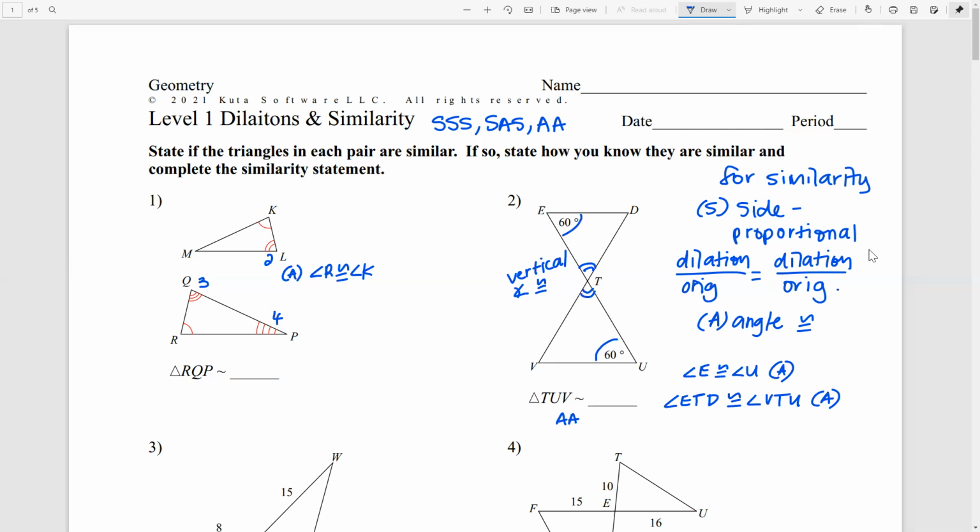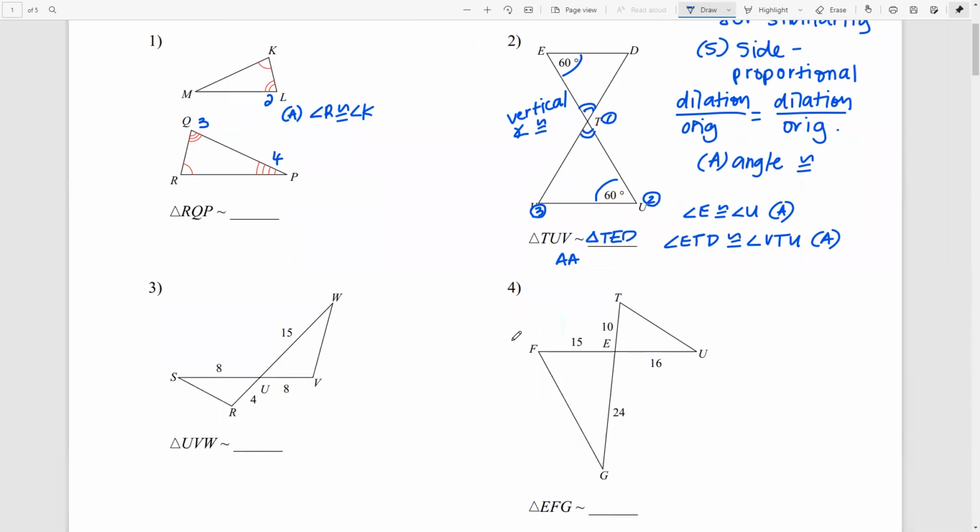Now talking about the order in which we write my statement, it does have to be in the correct order, corresponding parts. So T, U, V. I'm going for my vertical angle T. So on my other triangle, I am going to start at T again. I'm going down to my 60-degree angle. So on my second triangle, I'm going to go up to my 60-degree angle, which is E. And then finishing off with the last angle D. Okay, so in this case, number 2, triangle TUV is similar to triangle TED. Now let's take a look at these other ones.